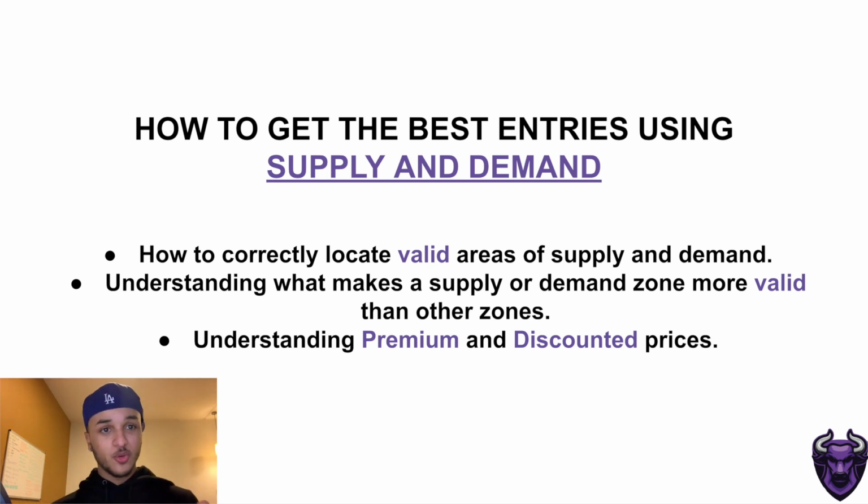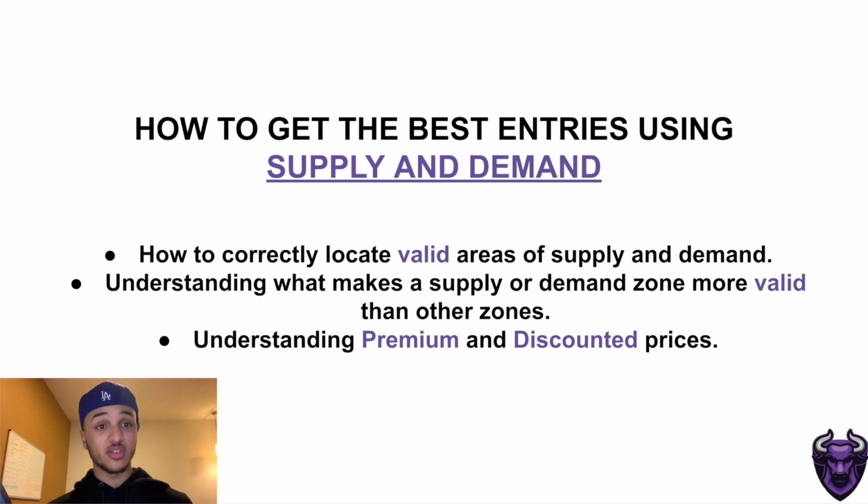So there's going to be 4 things I'm covering in this video, and those are how to correctly locate a valid area of supply and demand, understanding what makes an area of supply and demand more valid than other areas, understanding premium and discount prices, and also another confluence I'll be covering at the end that you can identify when looking at a potential setup, which increases the probability of this trade going in your favor.